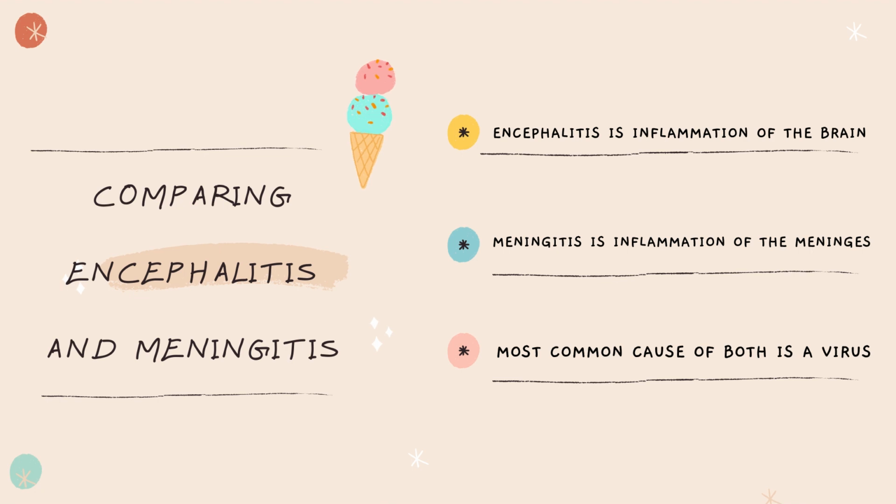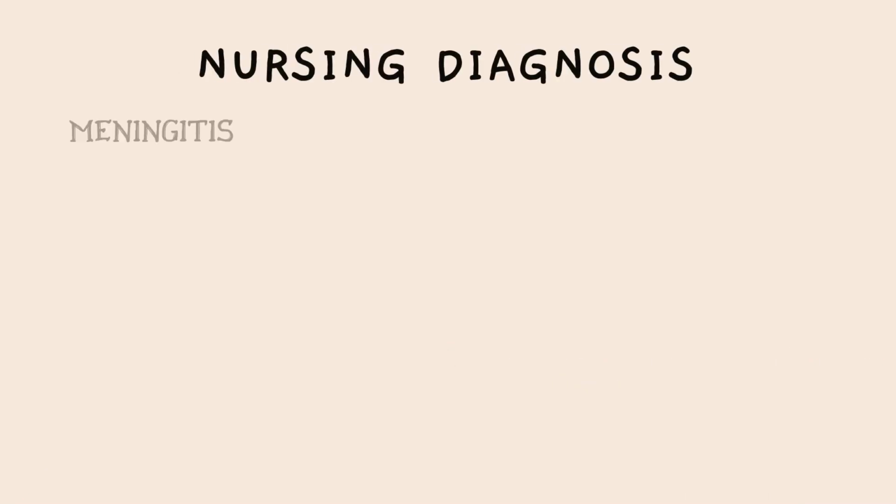Encephalitis is the inflammation of the brain, while meningitis is the inflammation of the meninges. The most common cause of both is a virus. Cerebral edema, hemorrhage, and necrosis of brain tissue can occur. Also, fever, headache, photophobia, irritability, lethargy, nausea, and vomiting are typical symptoms.